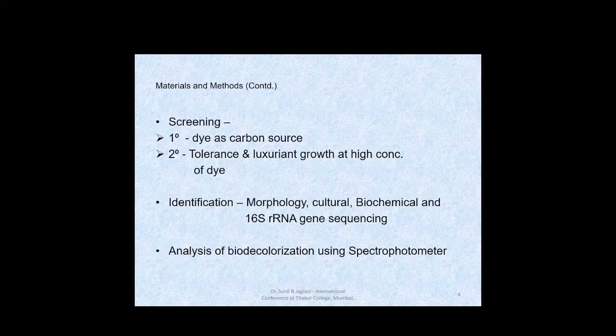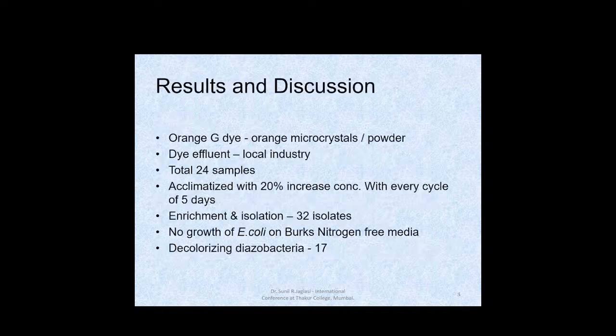The potent decolorizing isolate was identified with reference to morphology, culture and biochemical characteristics as per Bergey's manual, followed by 16S rRNA gene sequencing. Finally, the biodegradation was also analyzed, to see how things are going during the degradation. This was checked with the help of spectrophotometry. Coming to the results and discussion, as I told you, Orange dye was considered as a model azo dye for the current study.